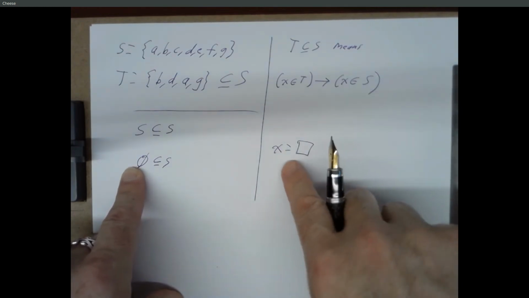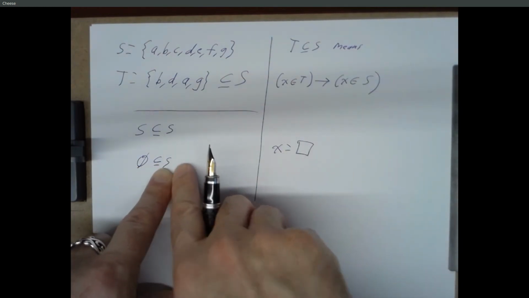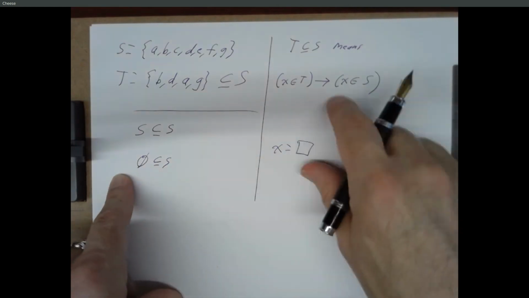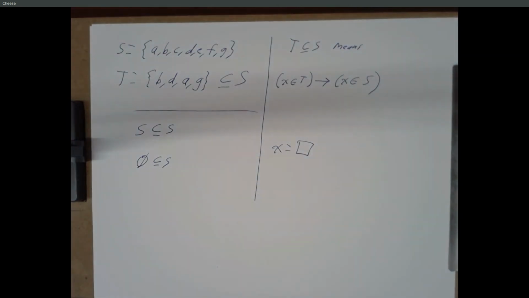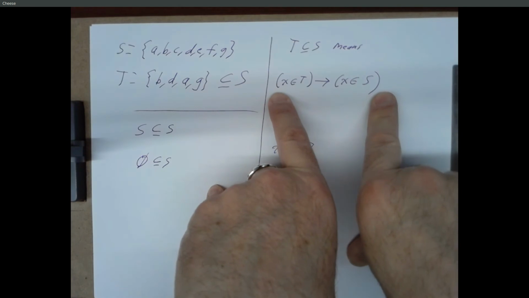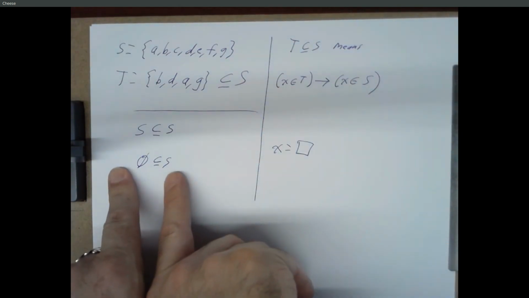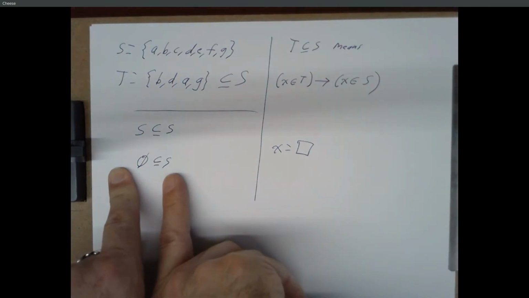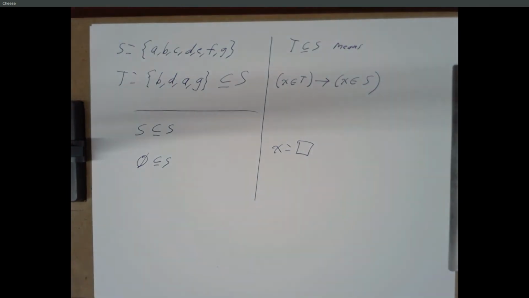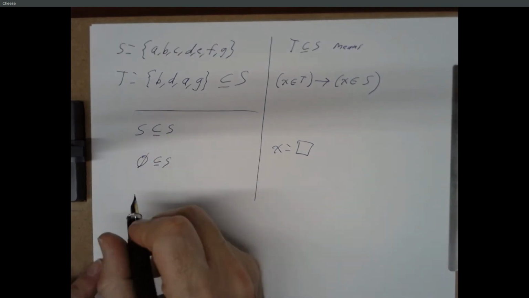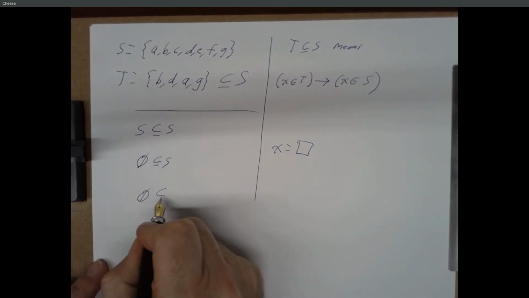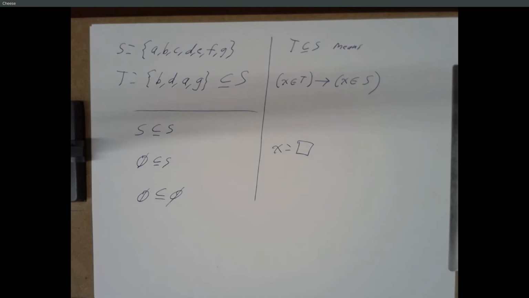This says if a square is in the empty set, then it has to be in S. Well, it's not in the empty set, so this is a true statement. And for any X I pick, right, this is going to be true because this hypothesis is always false. So this is a true statement. The empty set's a subset of S. And the empty set's a subset of any set. And by both of these, we can conclude the empty set is a subset of the empty set. That's a little weird, but it's okay.